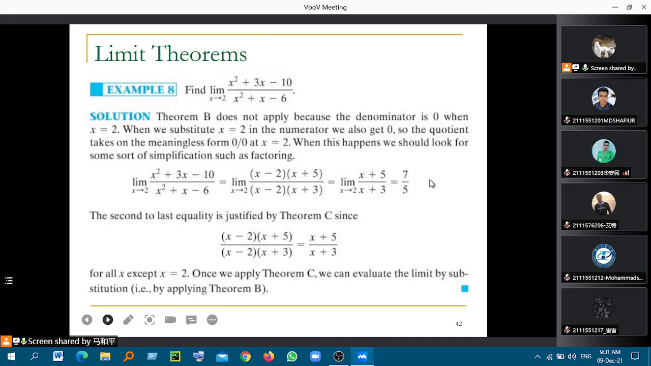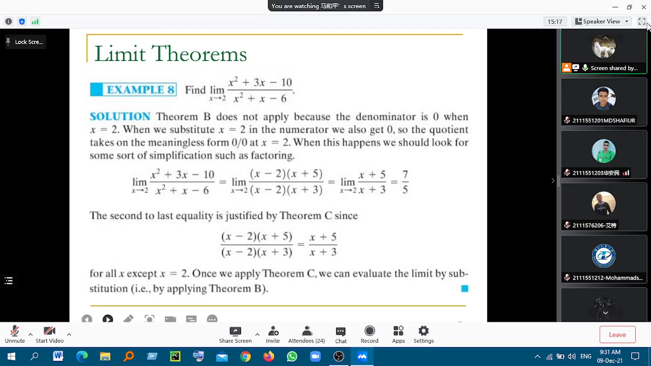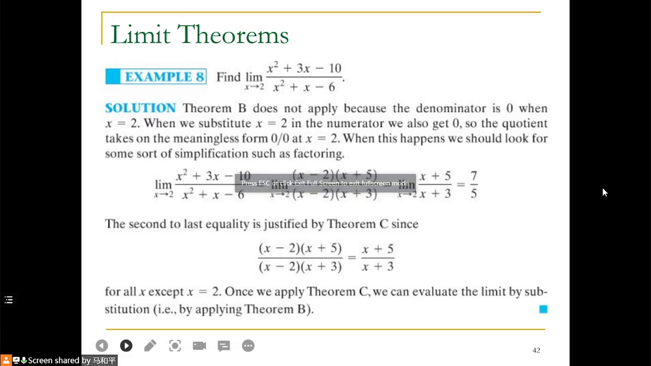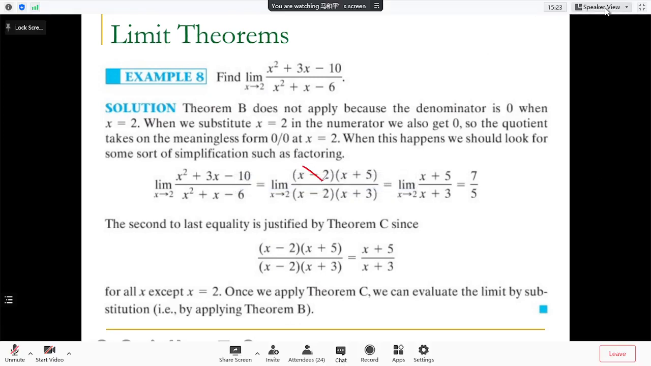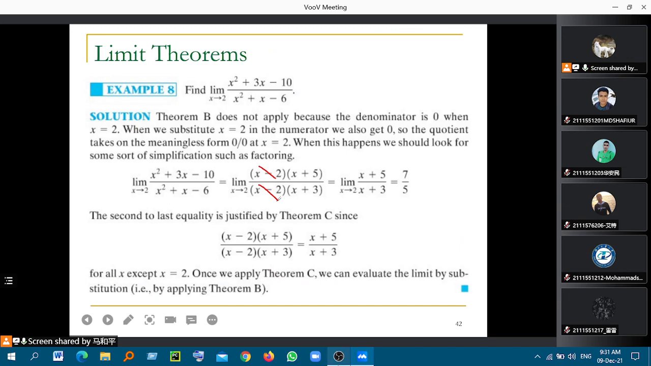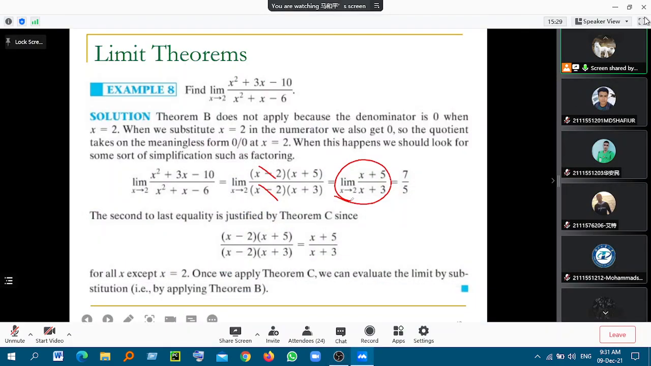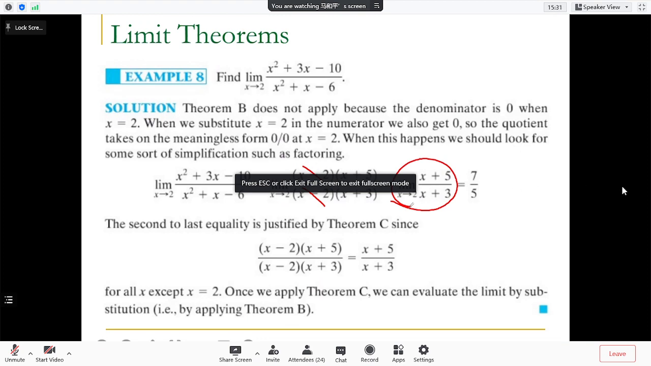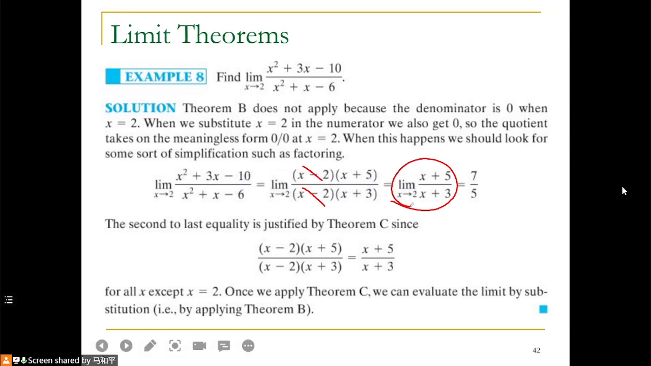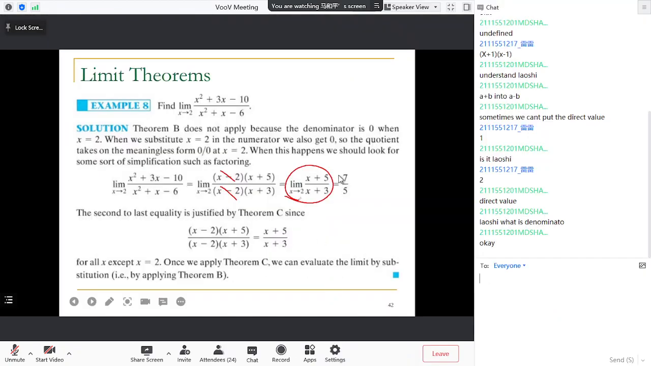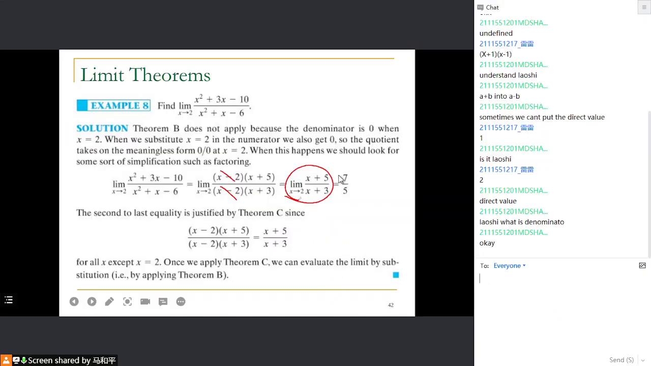And for example 8, example 8 is just this one. They are equal. As x approaches 2, x is not 2, so this factor is 1. So it's equal to this one. Calculate this one, just use the substitution theorem. We have 7 over 5. Example 8 and the questions for example 8.